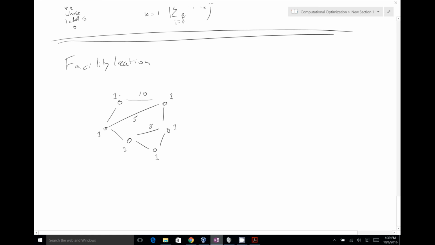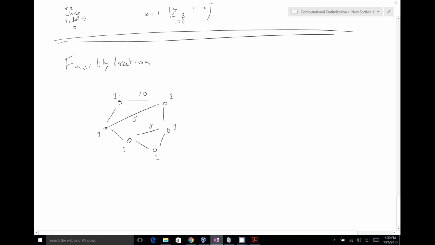Think of these customers as people who want to shop at Walmart. And we're Walmart, and we want to figure out where we should put our store in this network. So if you were Walmart, which node would you pick? How would you decide if one node is better for your store than a different node?